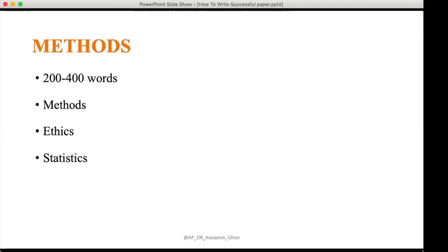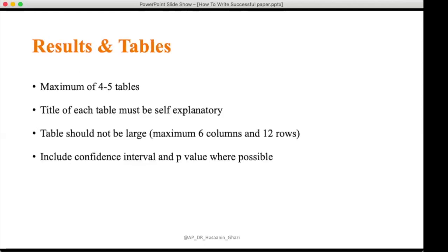Of course, if you are doing an experiment, you have to put in details, even the machine that you use, the reference for the machine, even the name of the company that you bought the machine from. All these details should be under the methods.